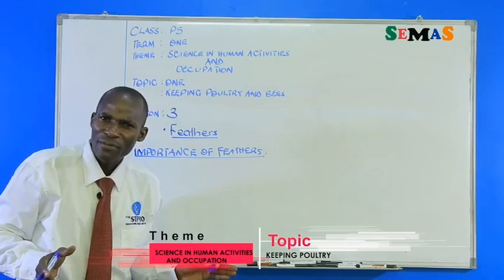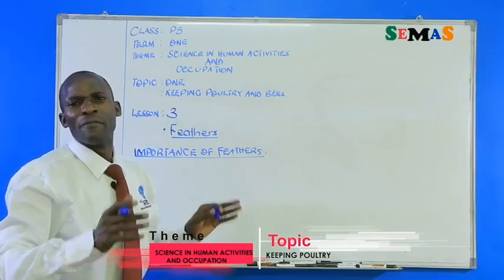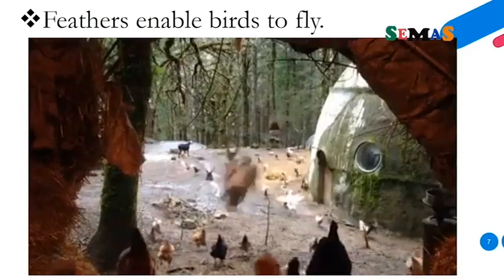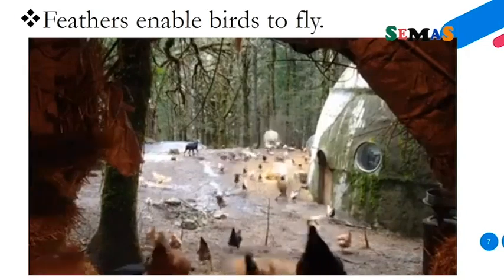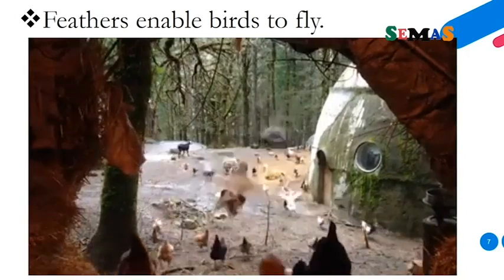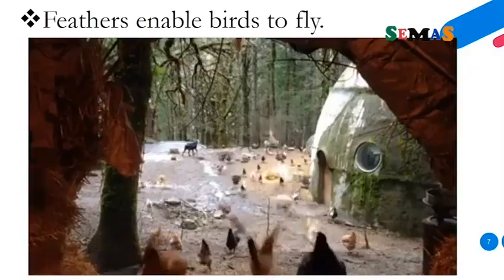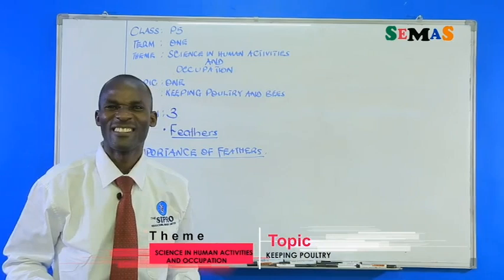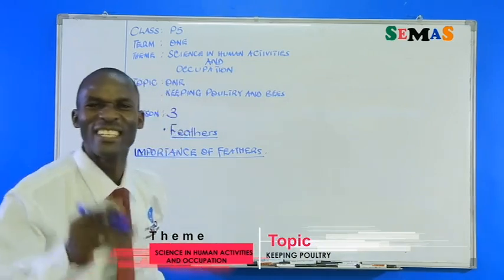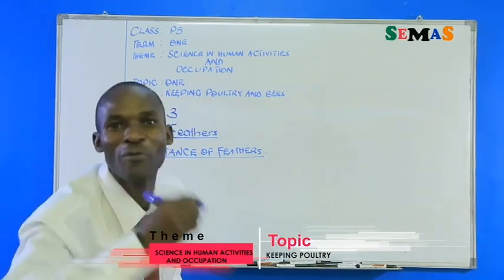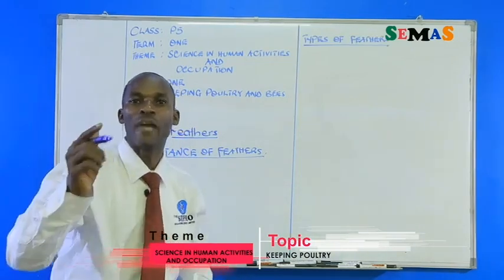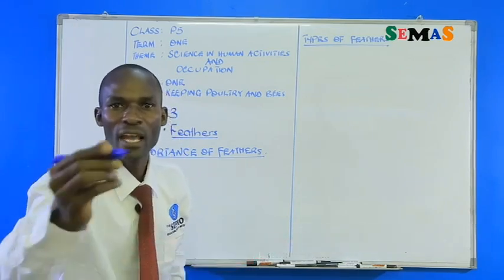As if that is not enough, feathers also help birds to fly. Yes, the feathers enable birds to fly, and that is the reason why we are going to see that they are feathers we call flight feathers. Now, this brings us to what we call types of feathers. There are about 3 types of feathers. And which are they? Number 1, quill feathers.